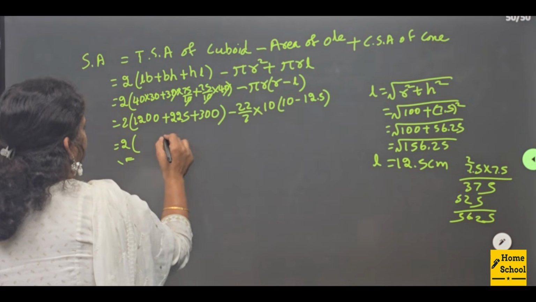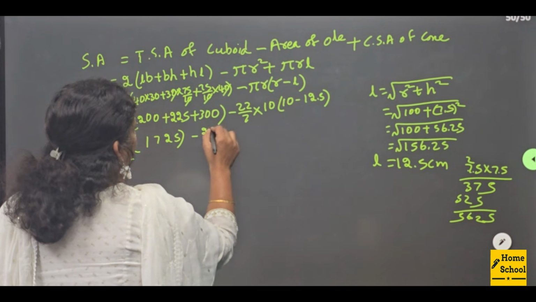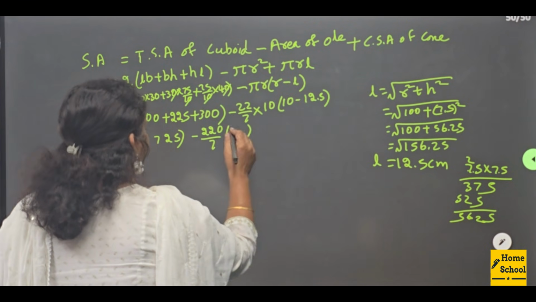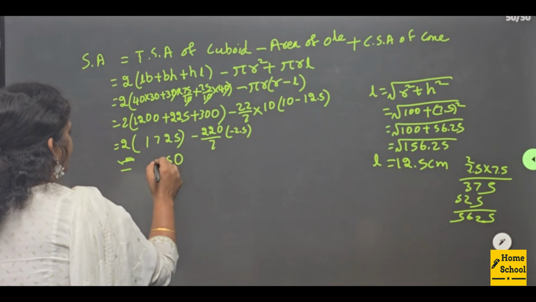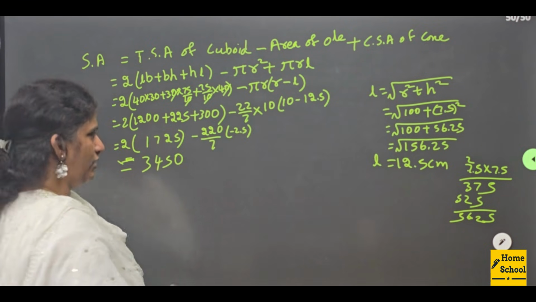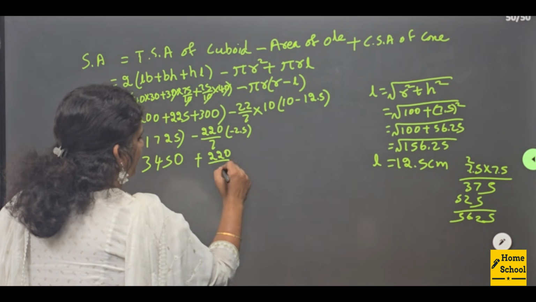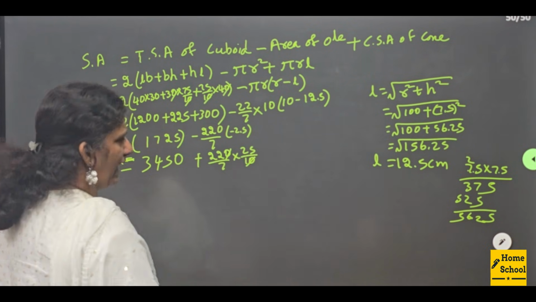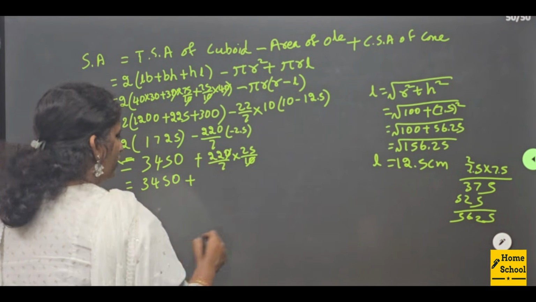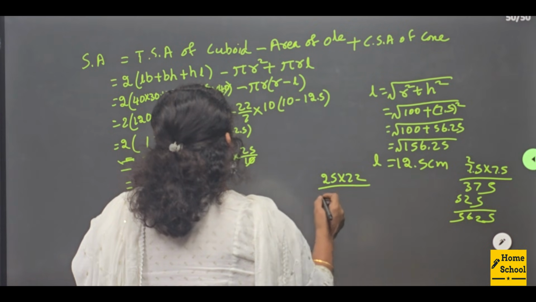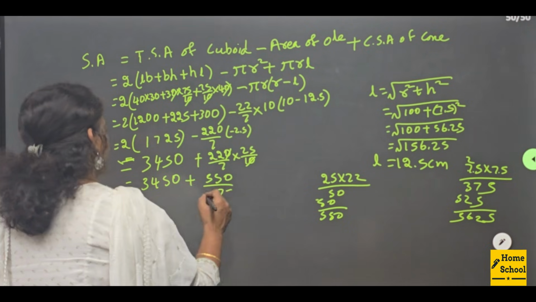2 into, add all this, 2550 into 2 minus 220 by 7 into 10 minus 12.5 is minus 2.5 equal to, first multiply with 2, 2 5s are 10, 2 2s are 4, 5, 2 7s are 14, 3450 minus into minus it will be plus 220 by 7 into 25 by 10, 0, 0 cancel. 3450 plus 22 into 25. 25 into 22 will be 550. 550 by 7. Do cancellation.